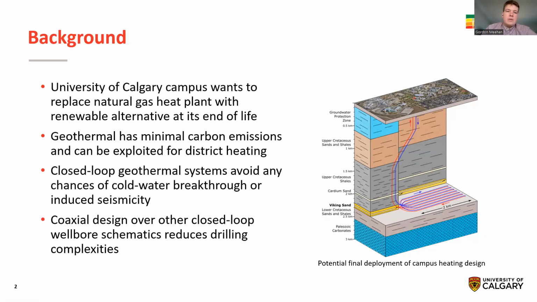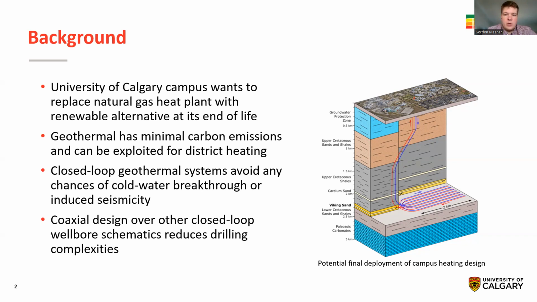First, I'm going to discuss the background to this project. The University of Calgary is looking to replace the existing natural gas plant used for campus heating with a renewable alternative to meet their goals of carbon neutrality by 2050. Low-temperature geothermal energy has minimal carbon emissions and can be exploited for district heating, which makes it a prime candidate for the replacement.